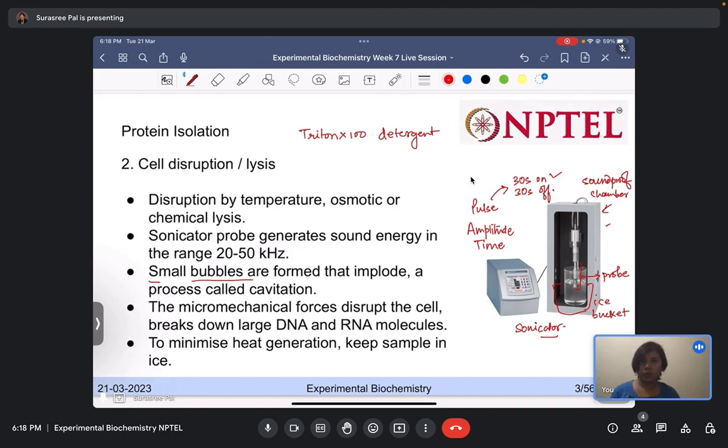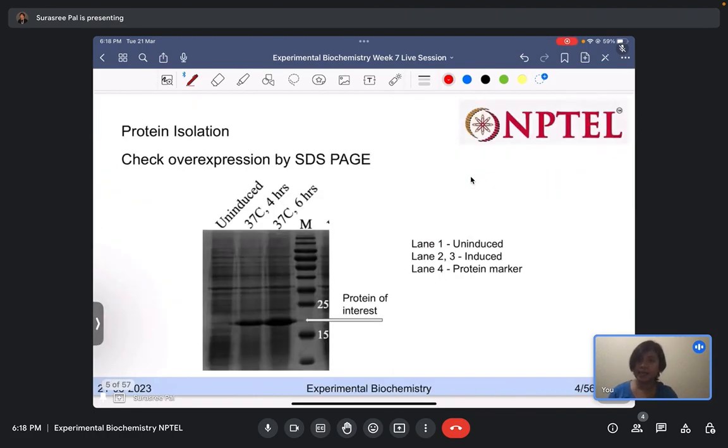Now, first we have to check whether our protein has really been overexpressed or not by using the inducer molecule. To check the overexpression of the protein in this cell lysate, we run SDS-PAGE. In the previous lecture we discussed SDS-PAGE. If anyone needs any details about it, please go to my YouTube channel and go back to the week 6 live session, where we discussed the principles of SDS-PAGE.